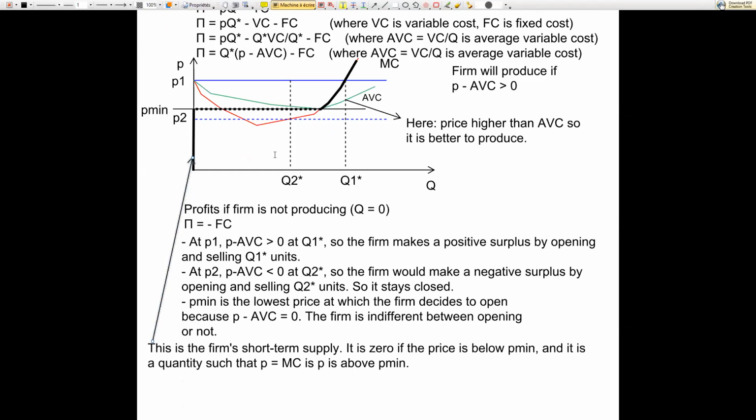I don't understand how the black line is both the Pmin and the supply. So the black line highlights what the firm does in every possible situation. The price can be anything. It can be P1, it can be 0. It's determined from outside. And what I'm showing you with the black line is exactly what the firm will choose to do in response to the price. Does that make sense?